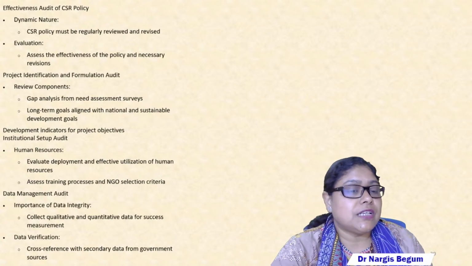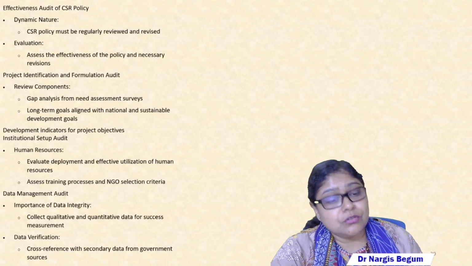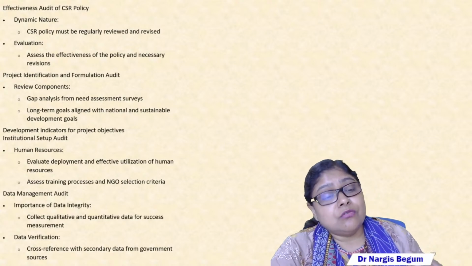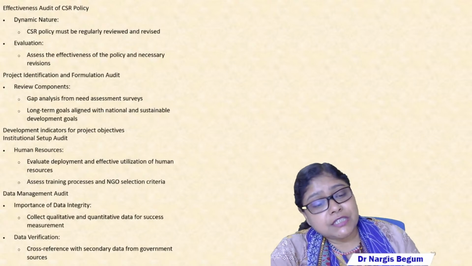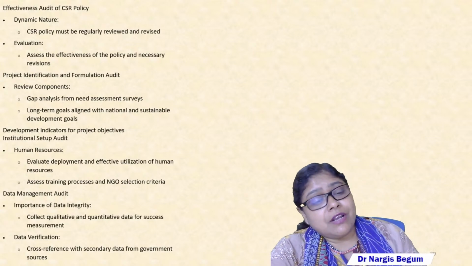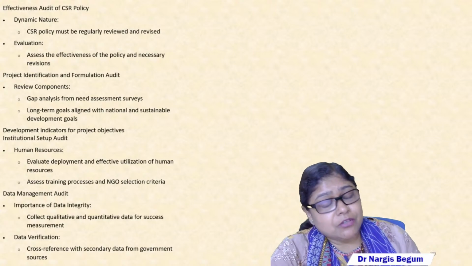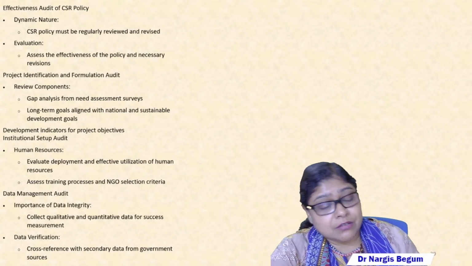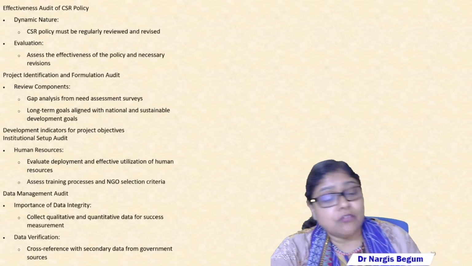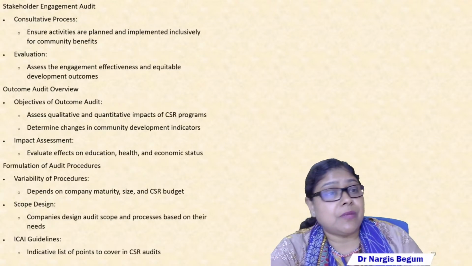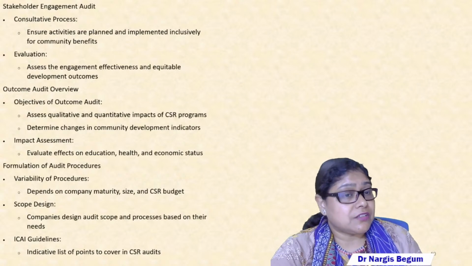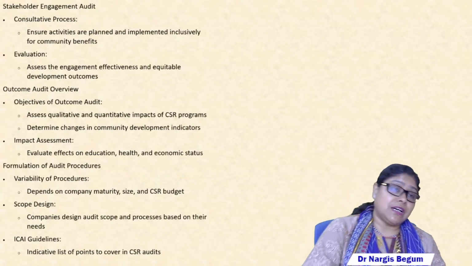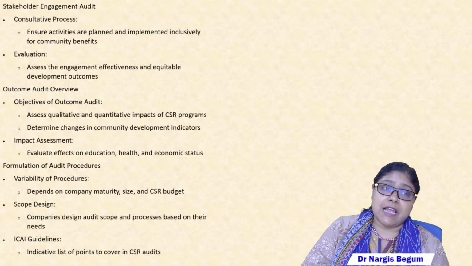We go for institutional setup audit by understanding who the people involved are, that is, the human resources. We go for auditing the data management. When we are auditing the data management, we go for understanding the data integrity part, the data verification part, and then we go for stakeholder engagement audit. That is also very important. That is done through a consultative process and evaluation.